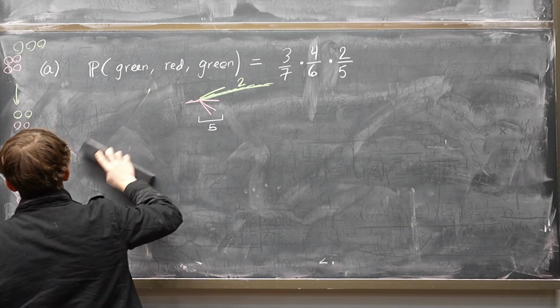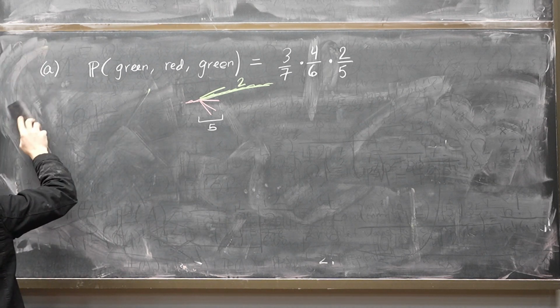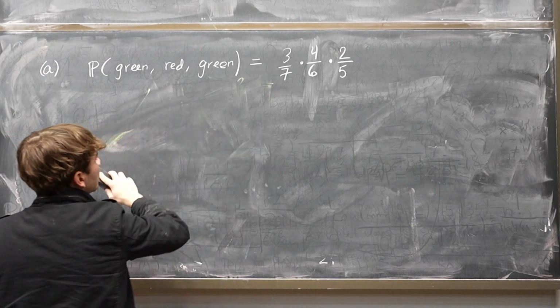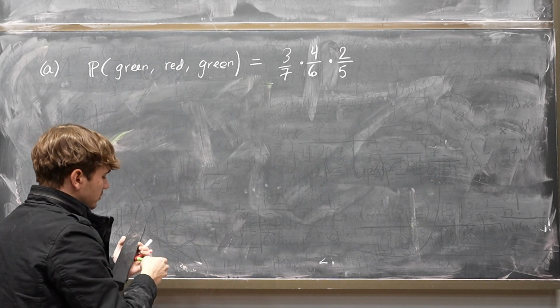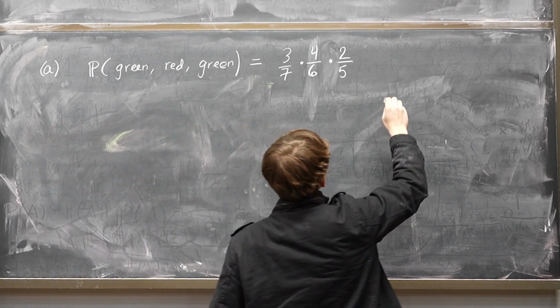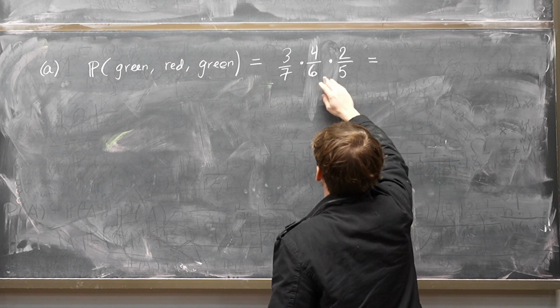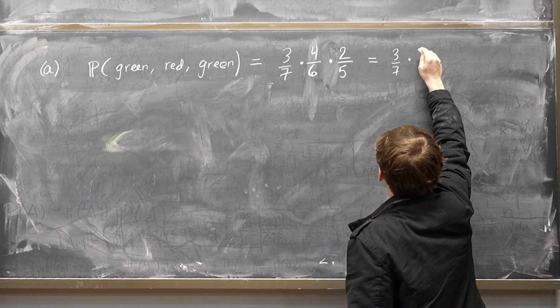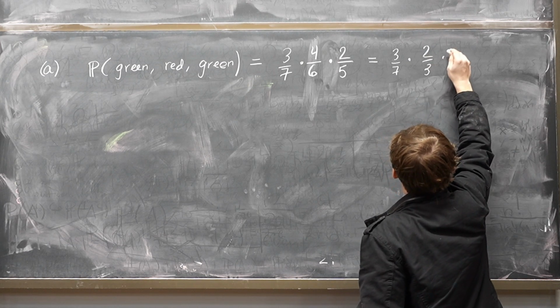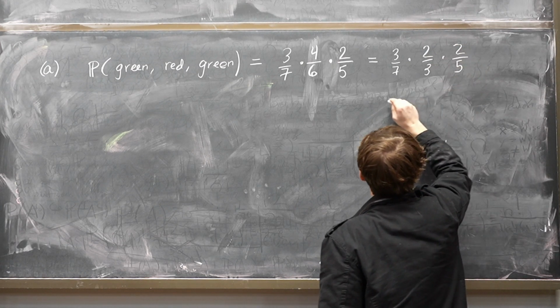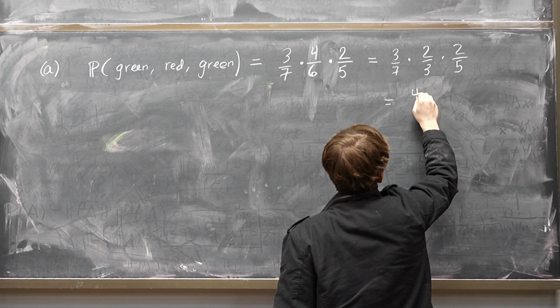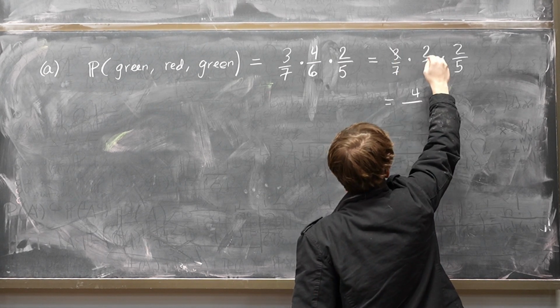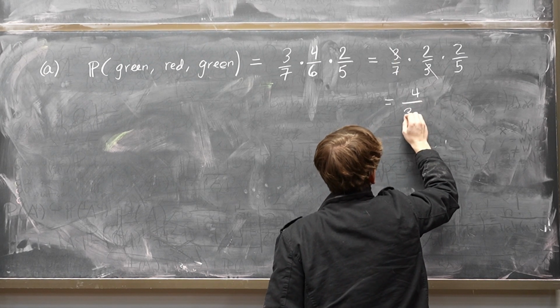All right. So that's part A. Now let's look at, and we could also do some simplification, I suppose. So let's simplify 4/6 to be 2/3. And then this is 4. These cancel, 4/35.